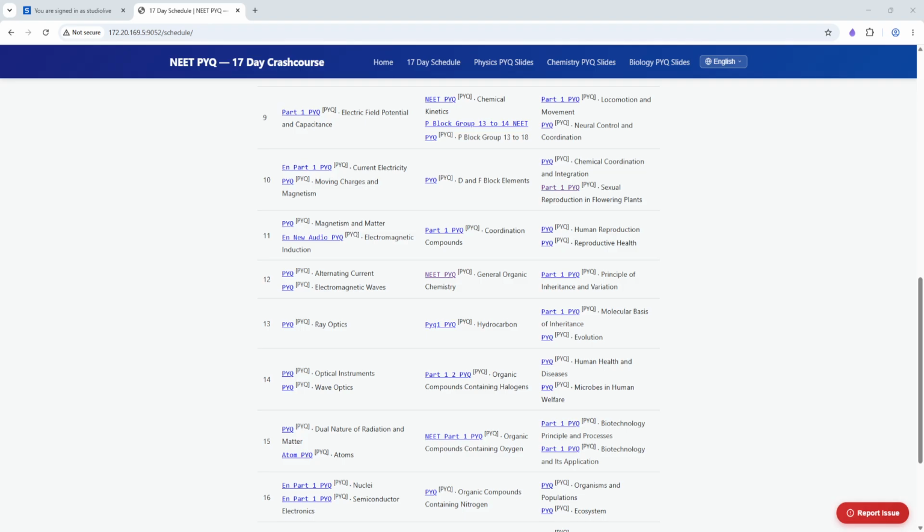Today we'll be doing the PYQs of the chapter P block, and apart from this we'll also do the PYQs of classification of elements and periodicity in properties.